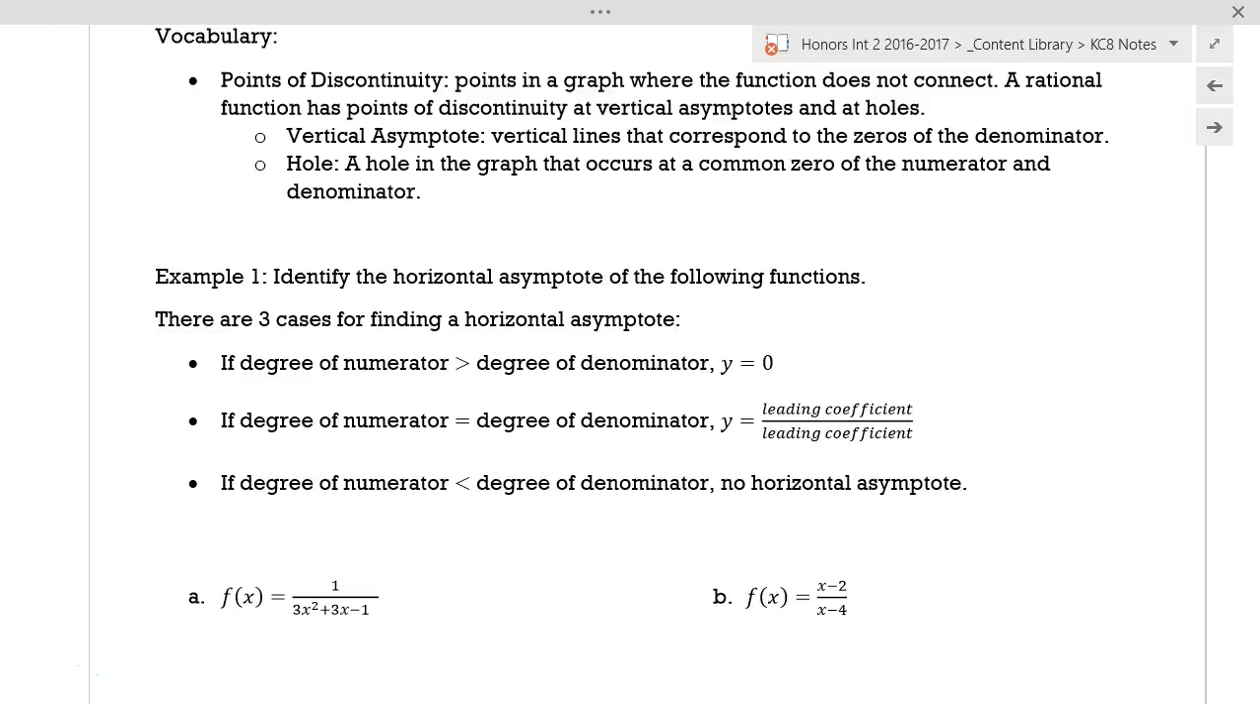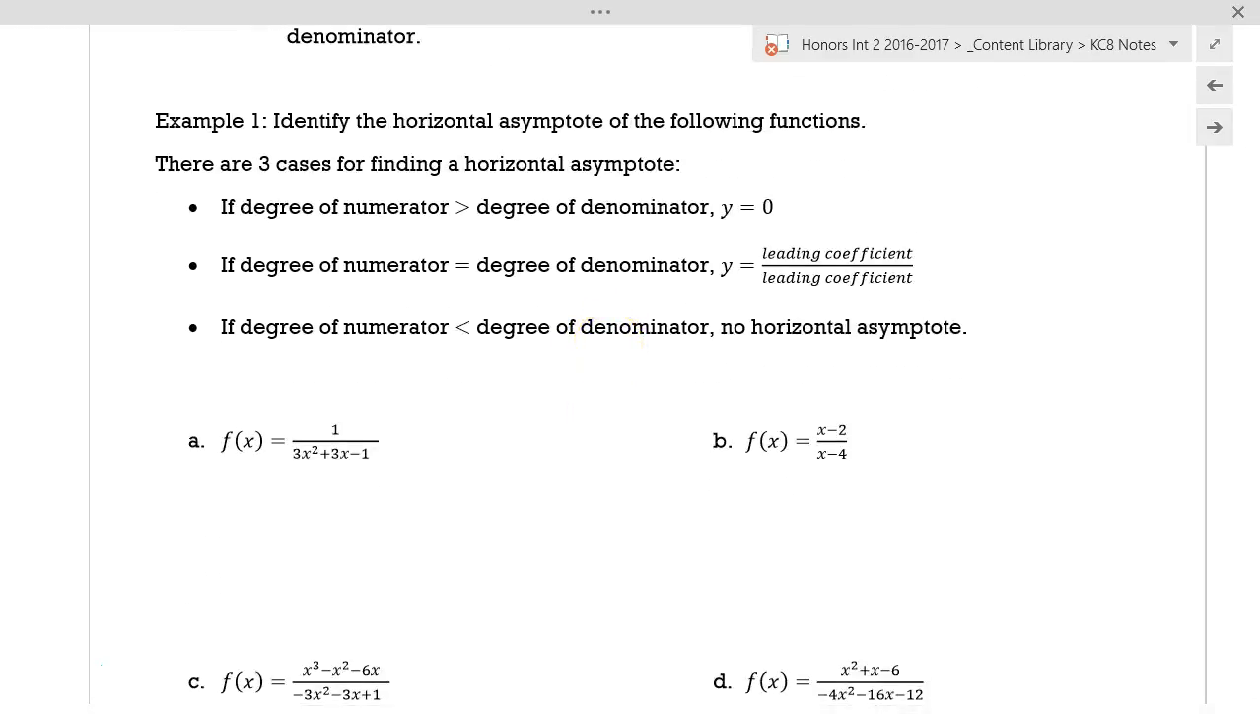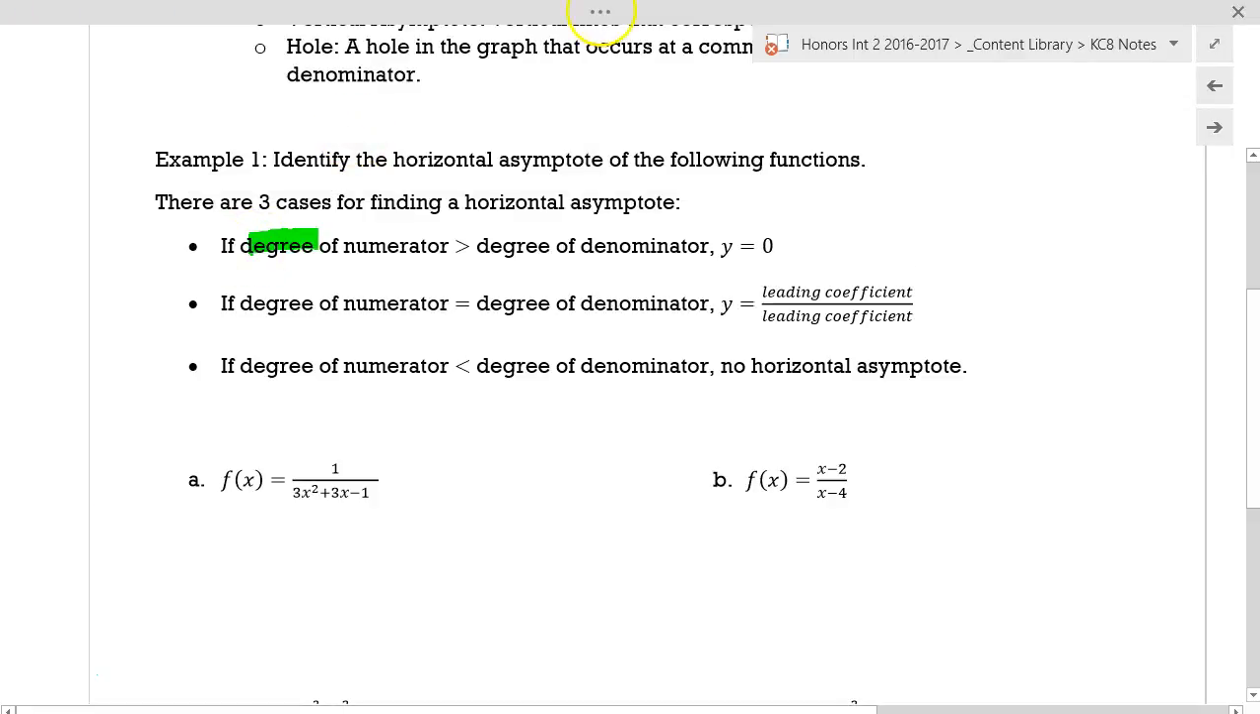But right now, we are going to look at identifying horizontal asymptotes from the degree of the numerator and the degree of the denominator. If I want to know where the horizontal asymptote of a function is going to be, there are three cases. The first case is the degree of the numerator compared to the degree of the denominator. Remember, degree means exponent.